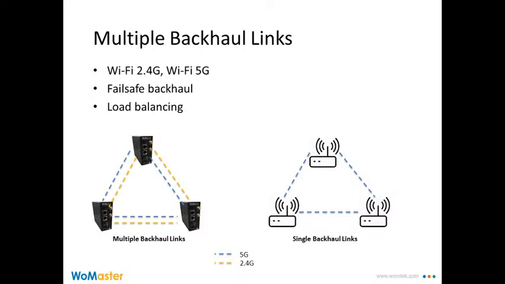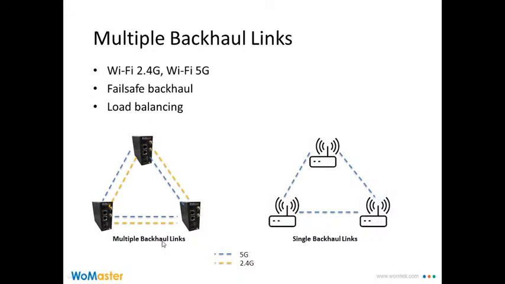Multiple backhaul links can provide better performance and redundancy for the backbone. In a single backhaul link, once one band has a problem, the whole network will get a problem as well, and the multiple backhaul link can provide better performance to users.